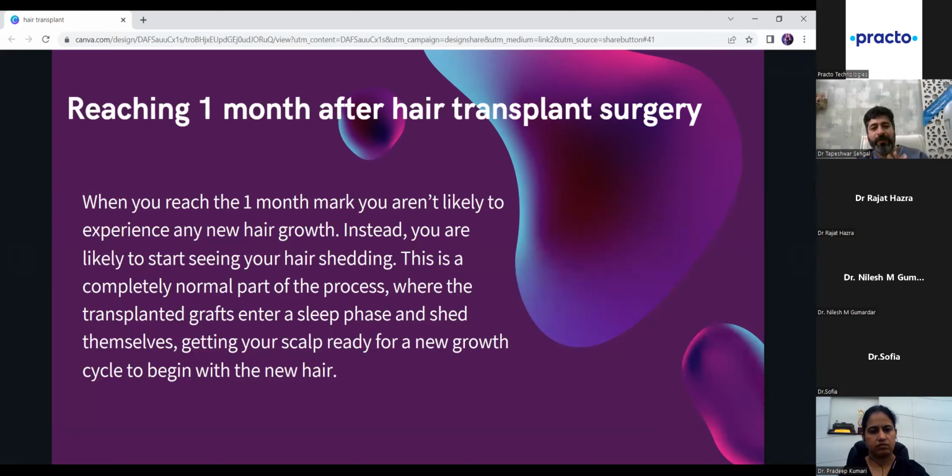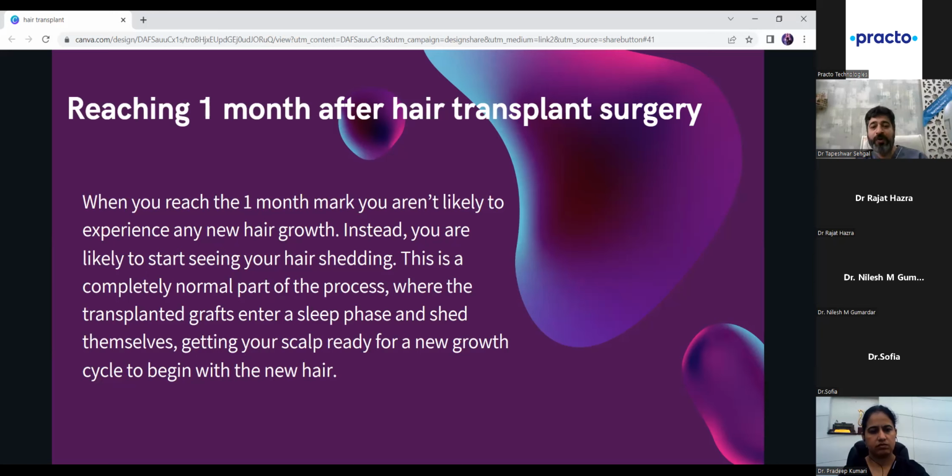One very important thing is, as I have repeatedly said, there are no instant results in hair transplant. The patient needs to be explained that you will get good results only in 6 months. And the other worrying period is when the patient comes to you after 1 month saying that the hair you implanted has fallen off. This also needs to be explained to the patient.